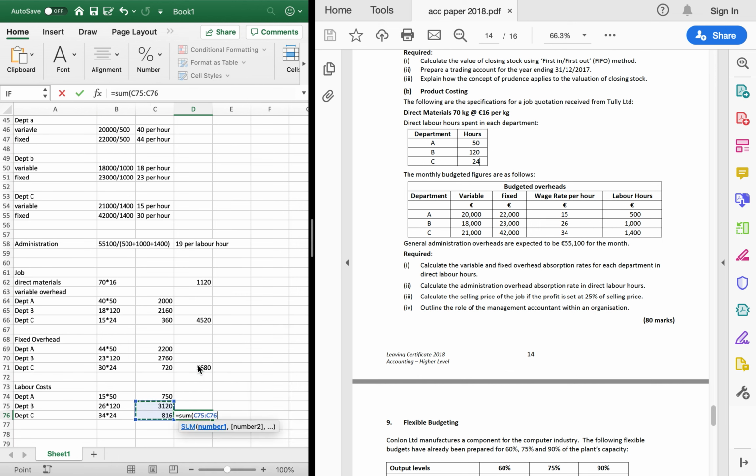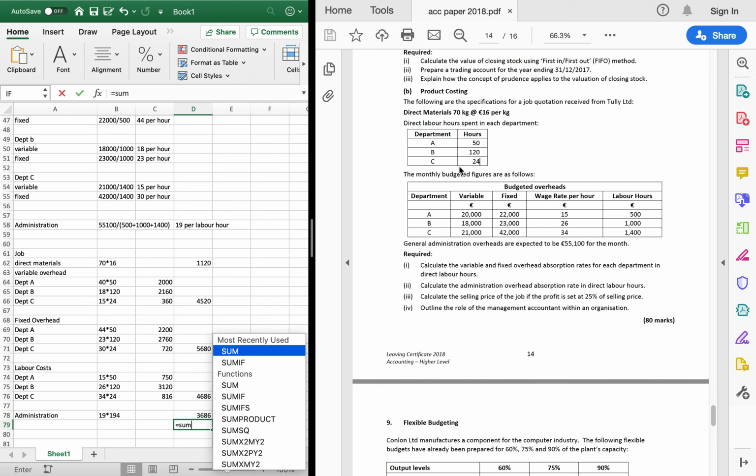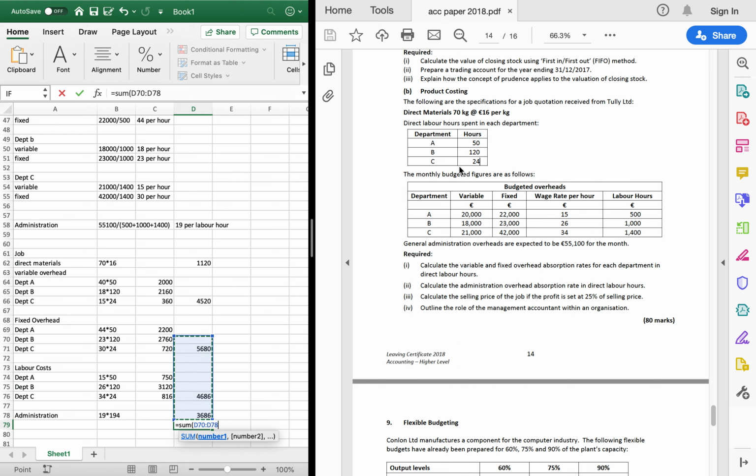So last job then, and it's the one everyone forgets, it's the administration. So the administration we worked out per hour is 19, and the total number of hours is these three added together. So you could do 19 by 50, 19 by 120, 19 by 24 if you want, but just 19 by 194 will give you the same answer. That's 3686. Add them all together. And that is your job cost.